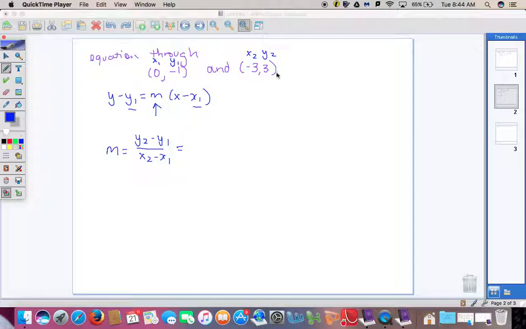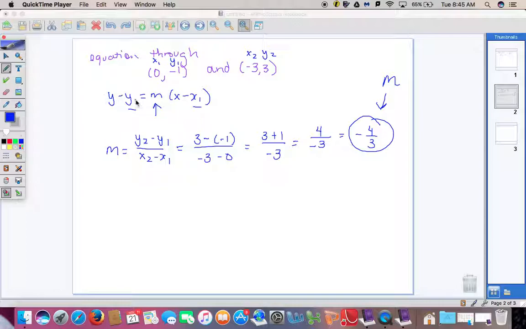So now we would substitute our given values in. So we have 3 minus a negative 1 divided by negative 3 minus 0. Well, 3 minus a negative 1 is 3 plus 1. And negative 3 minus 0 is negative 3. So 3 plus 1 is 4 over negative 3. So our slope would be a negative 4/3. Okay, guys, so this is your m.